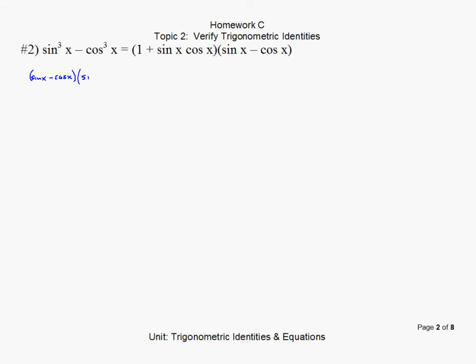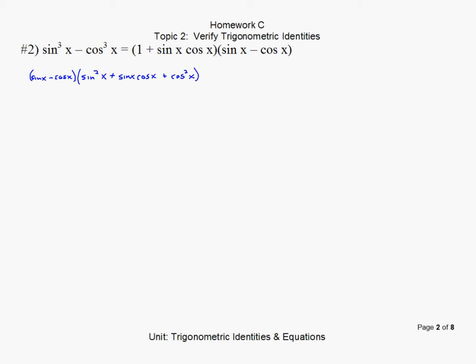And in the big set of parentheses, you take the first term's cube root squared. So the cube root of sine cubed is sine. Square it, you get sine squared. And you add to that the two middle, the cube root of the first and last term, so sine of x, cosine of x. Then you add to that the cube root of the last term squared. The cube root of cosine cubed is cosine. If you square that, you get cosine squared of x.